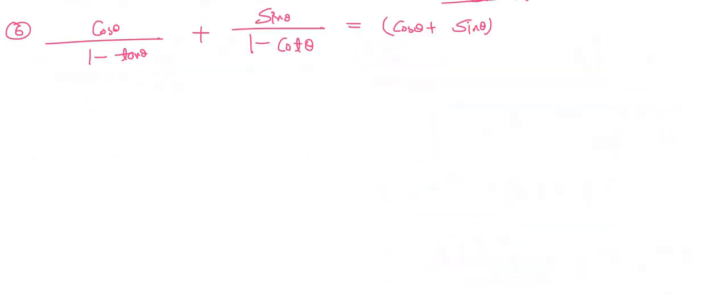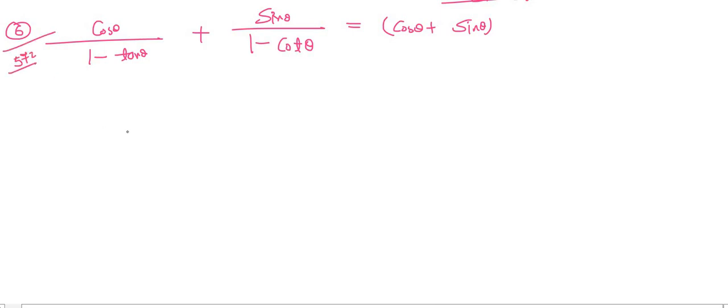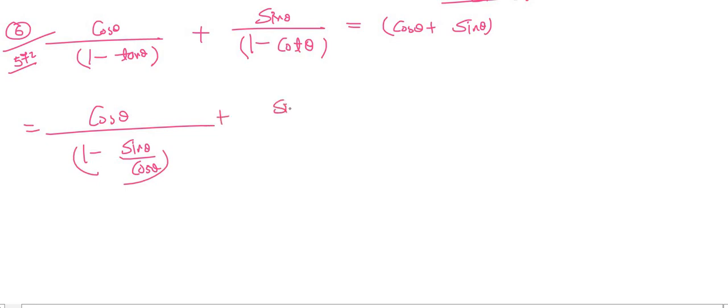So please go through this question once again. This is question number 6. You will find it on RS Aggarwal page number 572, or maybe a different page depending on your edition. The question is: cos theta by (1 minus tan theta) plus sin theta by (1 minus cot theta) is equal to cos plus sin. Important question. So let's simplify. Cos theta by 1 minus sin by cos, correct, plus sin by 1 minus cos by sin.